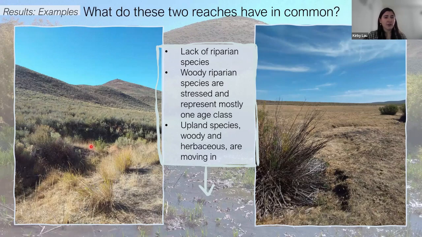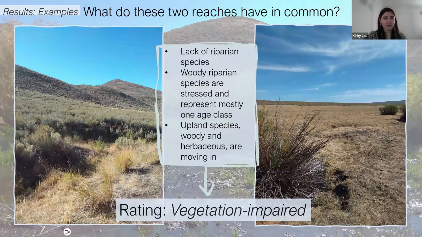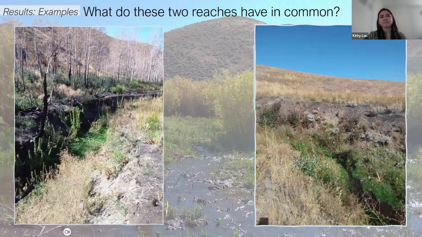And then we've also got upland species, both woody and herbaceous, that are moving in, and you can really see that in the image on the left here, where we've got sagebrush moving into the stream channel, which you don't want. So knowing all of this, we rated both of these reaches as vegetation impaired. They're lacking that riparian vegetation.